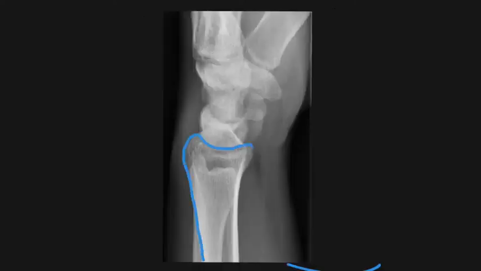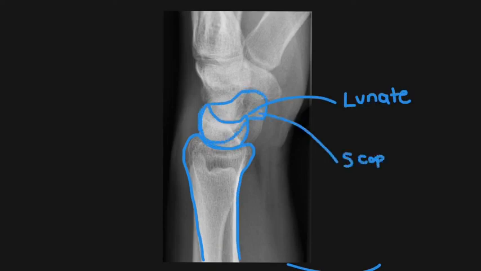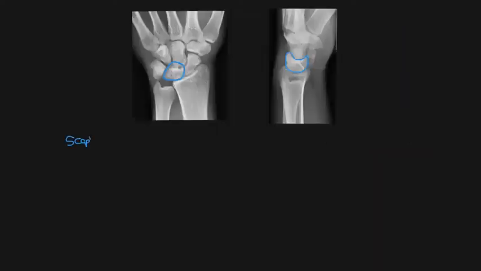On a lateral film, you want to look at the distal radius, make sure it lines up nicely with the lunate, which is this moon-shaped bone. You can see the scaphoid on a lateral, and this is worth assessing as well. And you want to see the capitate sitting nicely in the lunate.